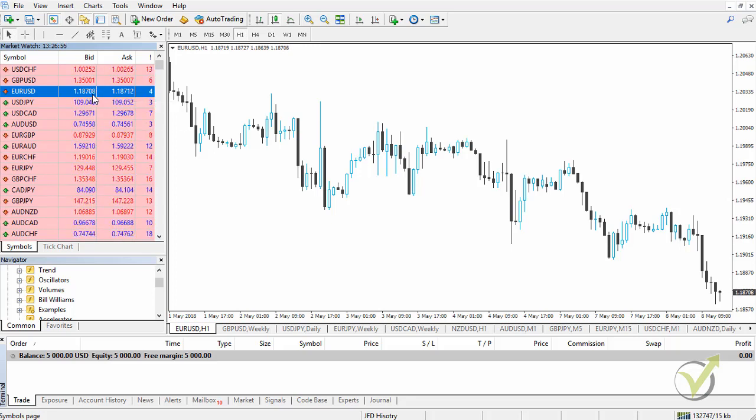The third and the fourth are the pips. So you can see here 1870. So the 70 are the pips and the last one is the point. For example, if you buy at 118.70 and you close at 190, you will have 30 pips profit.